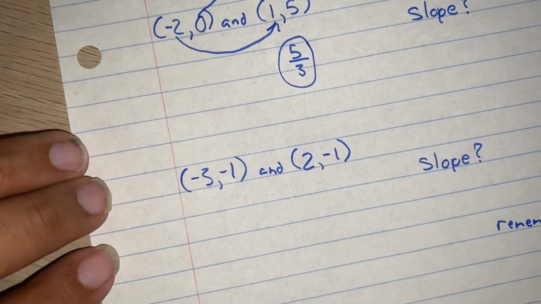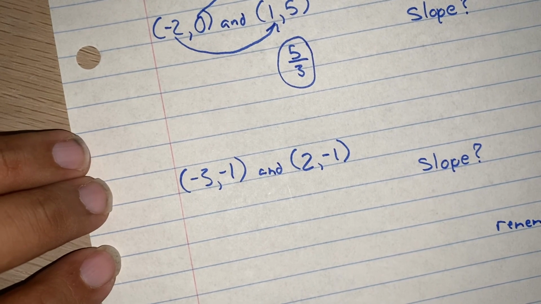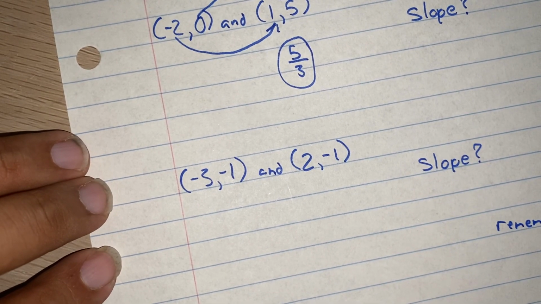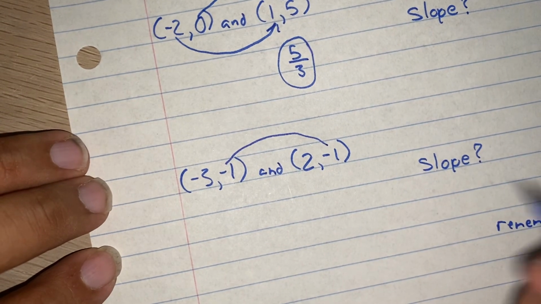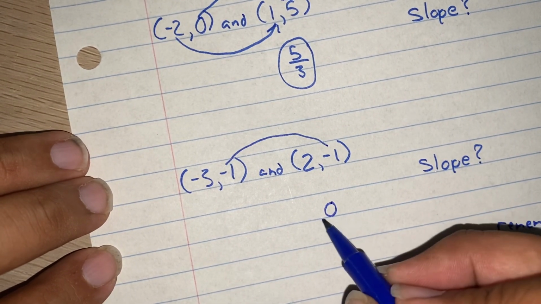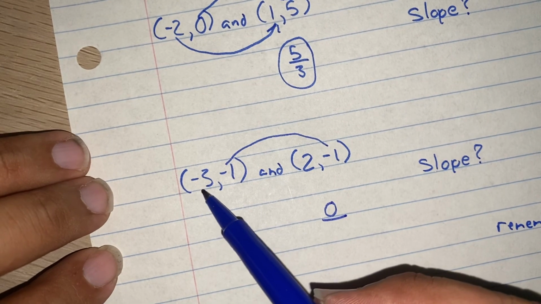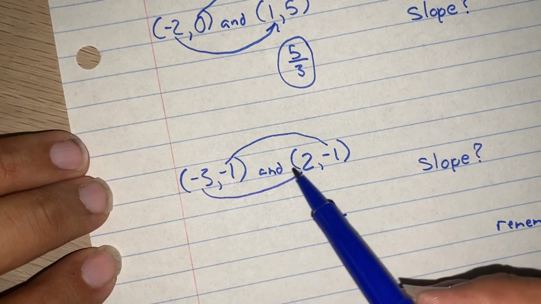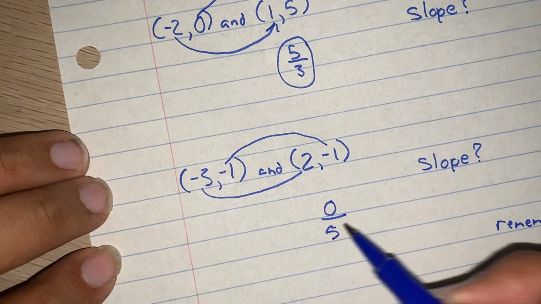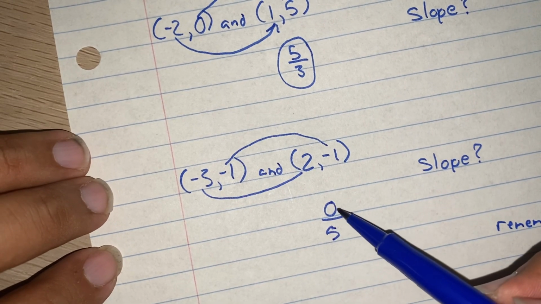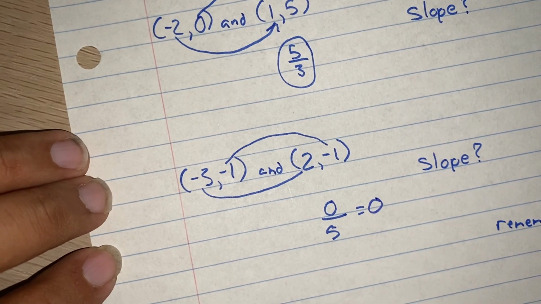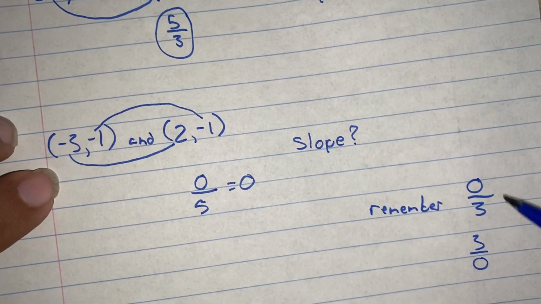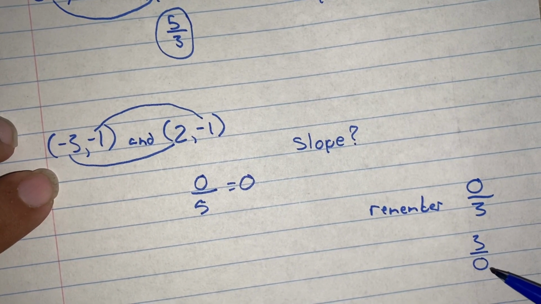Let's do it again. So the change in y divided by the change in x. So -1 to 1, that's nothing. So it's a 0. -3 to 2, I went up 5. Now, when you have a 0 on the top, the slope is 0. But remember, if the 0 is on the top, the slope equals 0, but if it's on the bottom, it is undefined. And that is it.